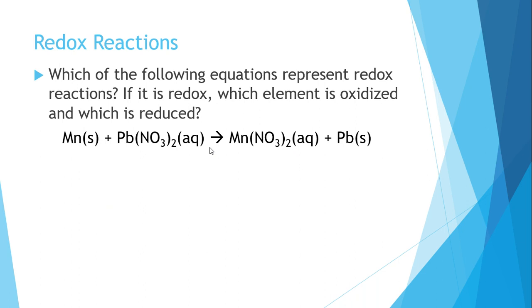In order to do this, the first thing that we need to do is assign oxidation states. So here I have a lone element of manganese. That's an oxidation state of 0 automatically. Over here, lead is by itself, and so that is an oxidation number of 0 automatically. Then we need to determine the oxidation numbers of the following two.